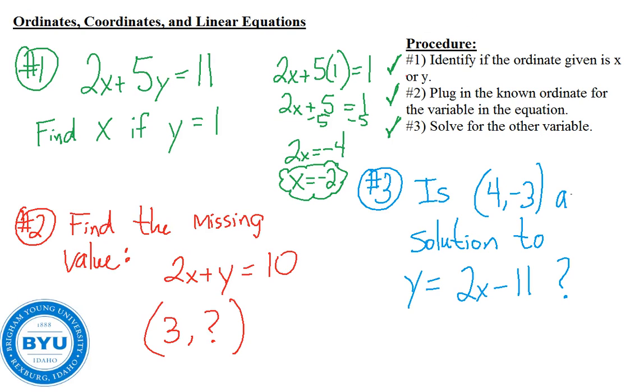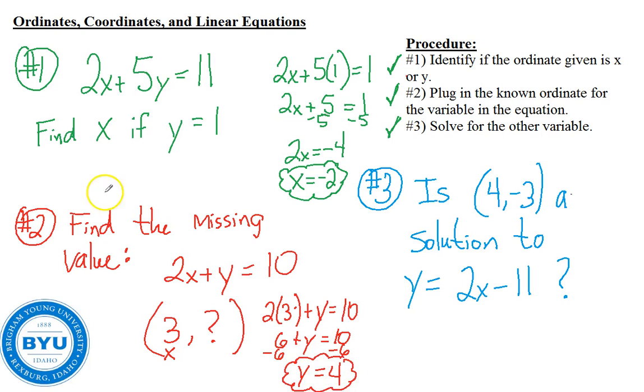Let's go on to the next one here. It says find the missing value. Here they've given us an x value. They told us that x is 3. So let's plug that in. It's going to be 2 times 3 plus y equals 10. 2 times 3 is 6, so 6 plus y equals 10. When I minus the 6 over to get y by itself, I get y equals 4. So that is the missing ordinate. The missing y value is 4. And so I know the point is (3, 4).